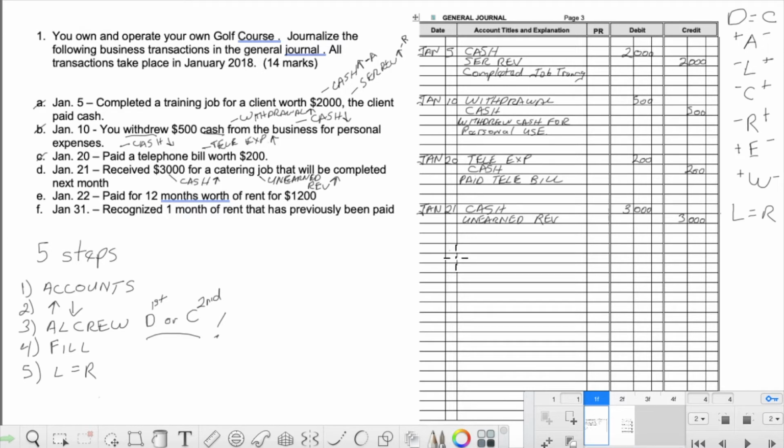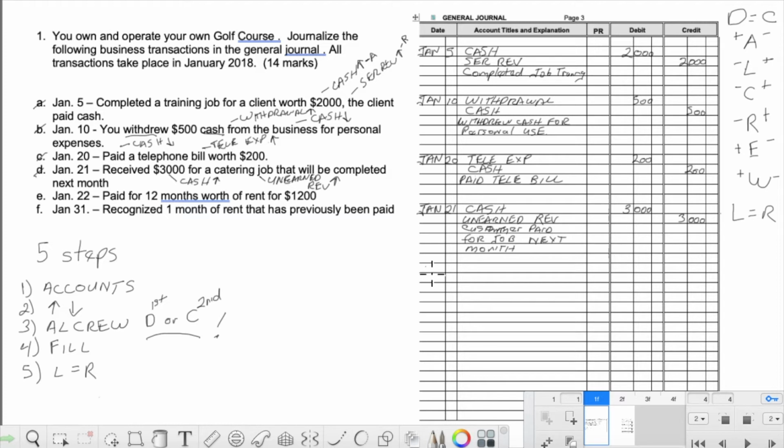Now we need an explanation, right? Because we don't know what this means. So if we have multiple businesses, it should be: customer paid for job next month. Perfect. Check. Two more.